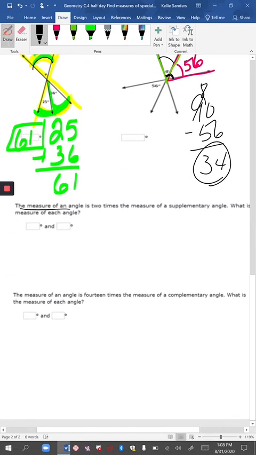The measure of an angle is 2 times the measure of a supplementary angle. What is the measure of each angle? Okay.